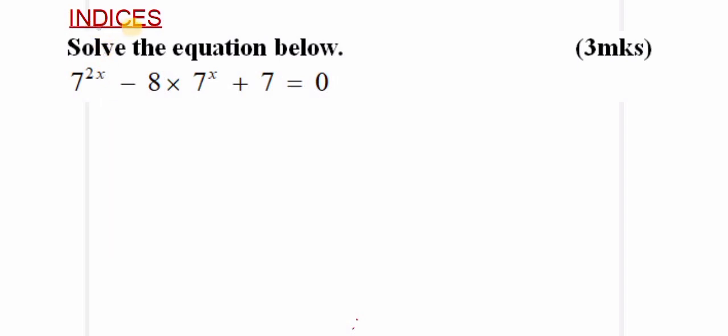This video is about indices and the question reads, solve the equation below: 7 raised to 2x minus 8 times 7 raised to x plus 7 is equal to 0.